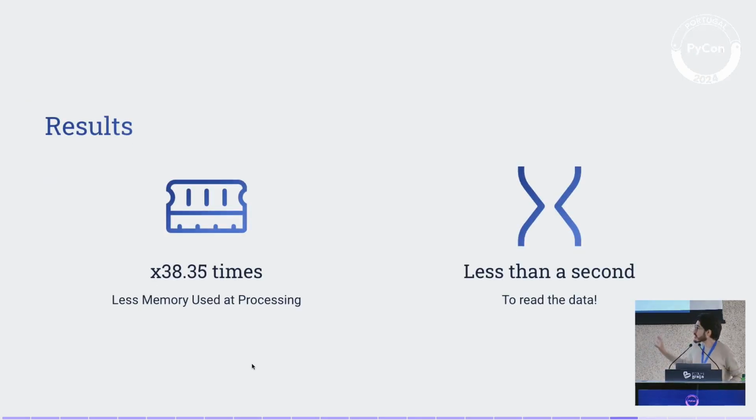So what are the results? Basically, 38 times less memory used in the process, right? Since we are yielding values, we are just using that. We are not storing anything locally in memory. And also, it took less than a second to read the CSV file completely.